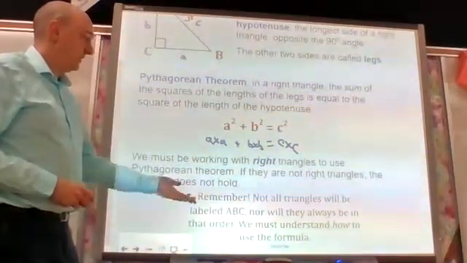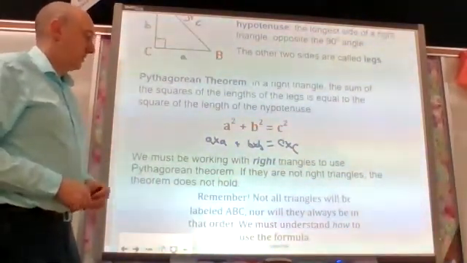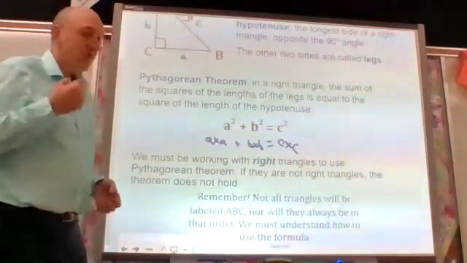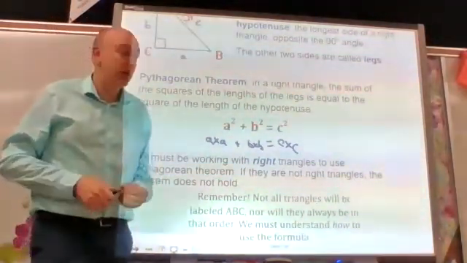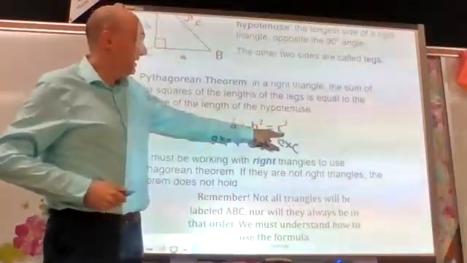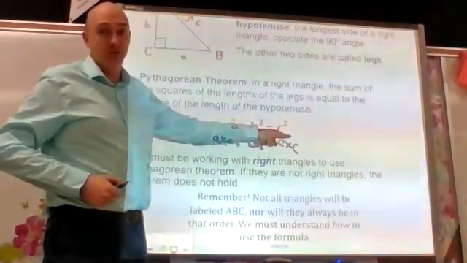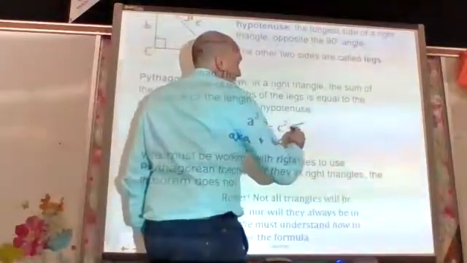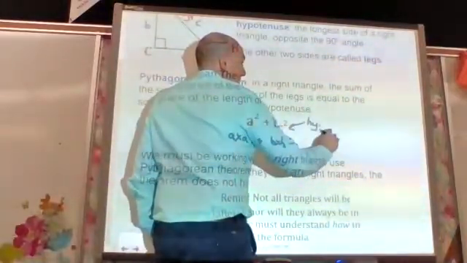Not all triangles are going to be labeled ABC properly. They won't always be in that order. You have to understand how to use the formula. So when you're using this formula, this c is always the hypotenuse. The one by itself is always the hypotenuse.